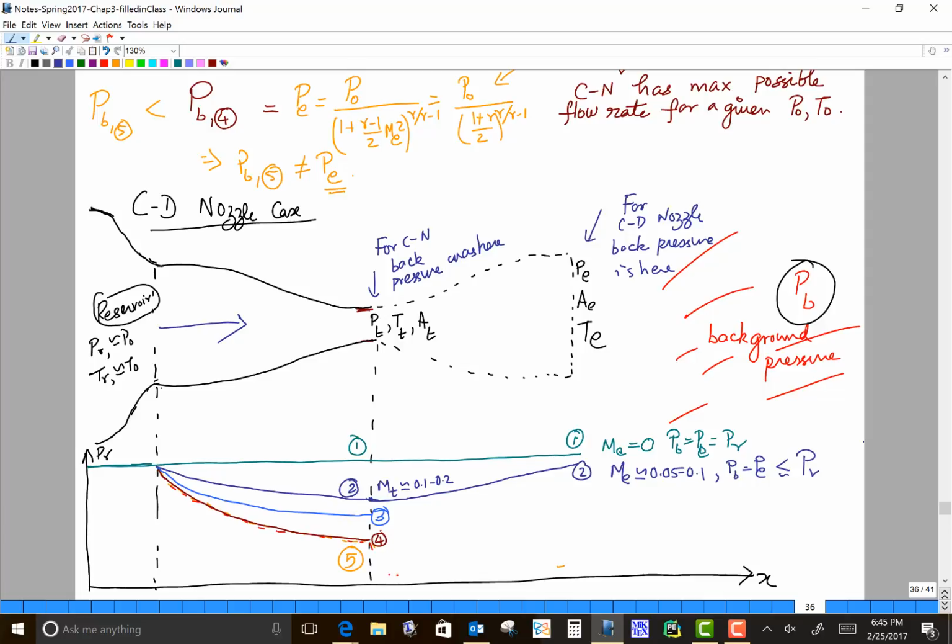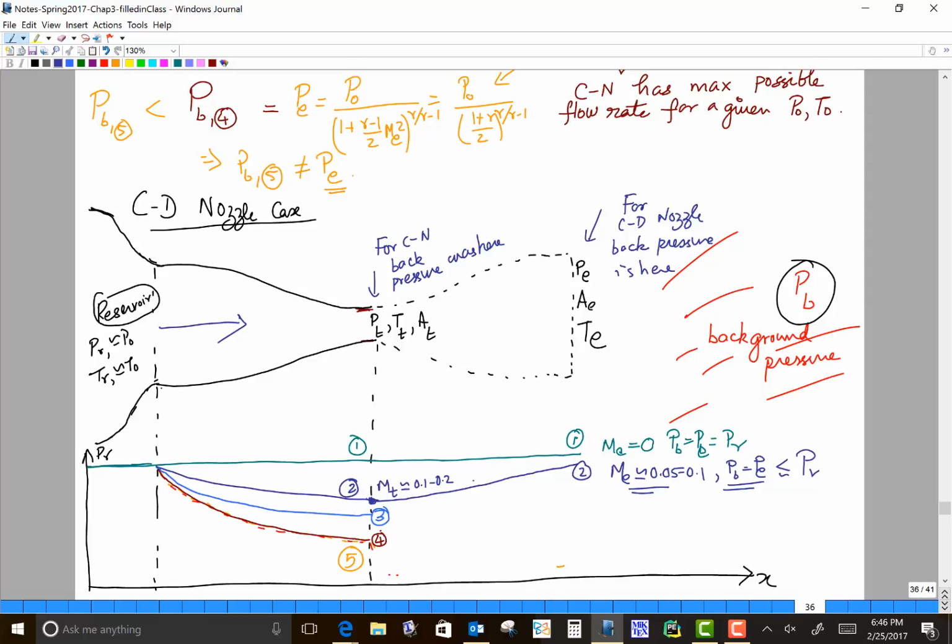And you can even see the trend here. What are the two things that happen? The exit Mach number in this case is lower for the subsonic flow case as compared to the converging nozzle, and the exit pressure or the back pressure is kind of higher. So in the previous converging nozzle case, the back pressure was the throat pressure in the converging diverging nozzle case.